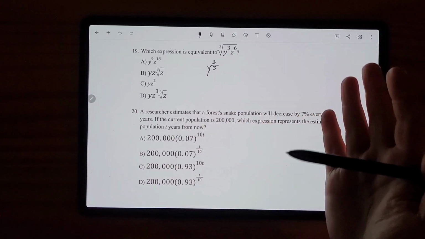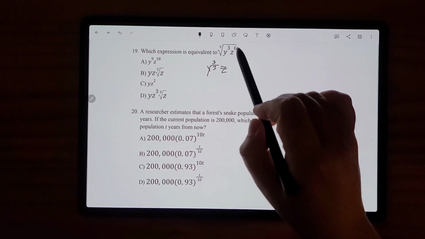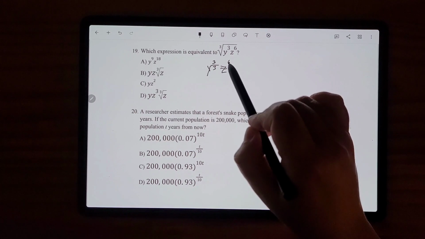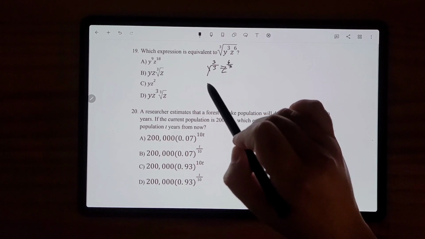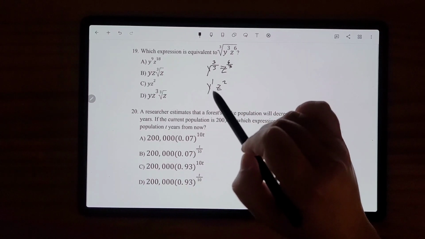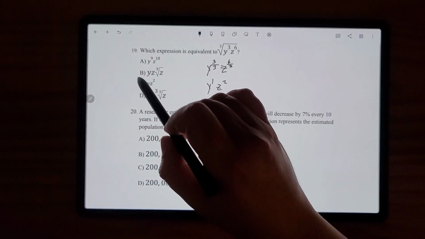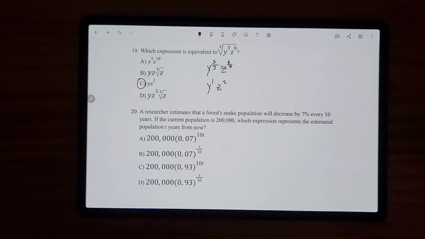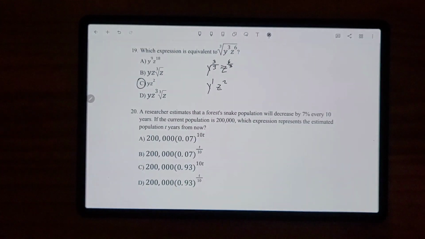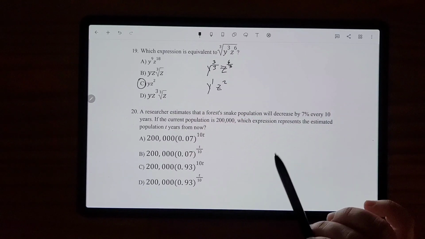And then I'm going to simplify this in a second. And then we're going to do the same thing with z. So z to the 6 over 3. Now, if we simplify those, that's just y to the first power, z to the second power. We don't write y to the first power. We just say y. So it's just y times z squared, which would be C.